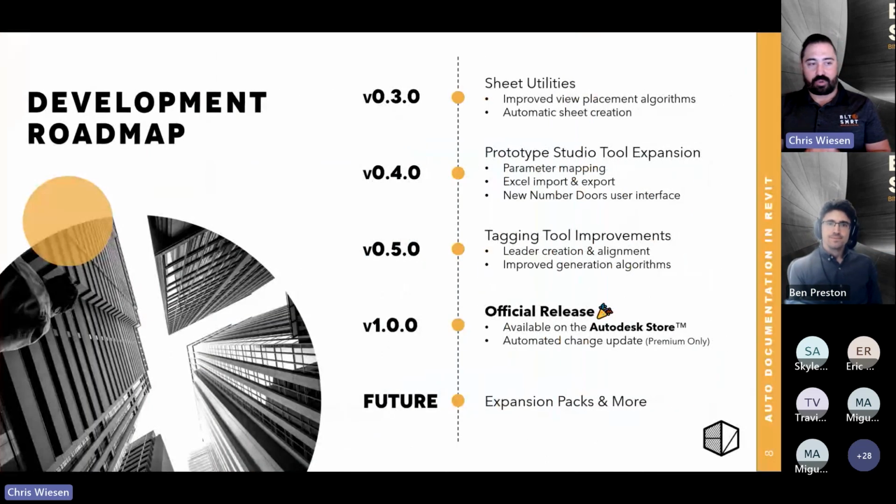So this is where we want to talk about the development roadmap. We are currently, like I mentioned, in 0.2.7. That will be available next week. So we're just wrapping up the packaging of everything, and we'll have that link available to everyone to download. Looking into the future, the next one is v0.3.0, and we're going to improve upon the view placement even further.